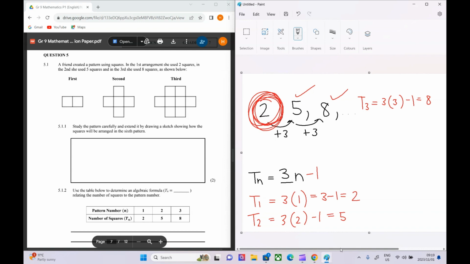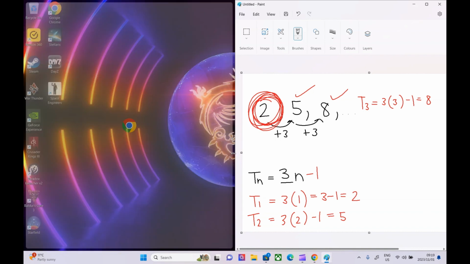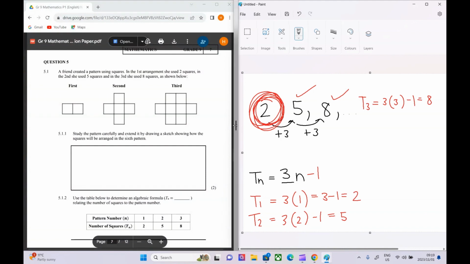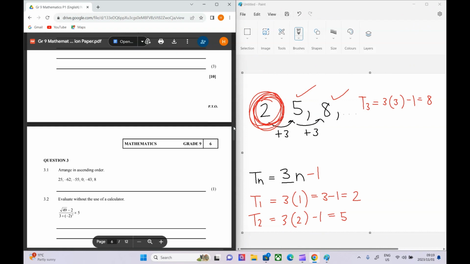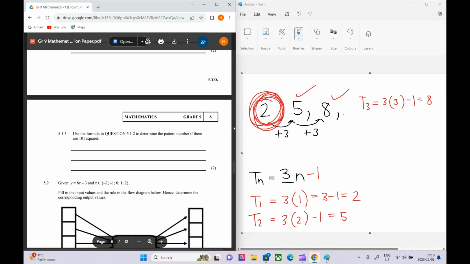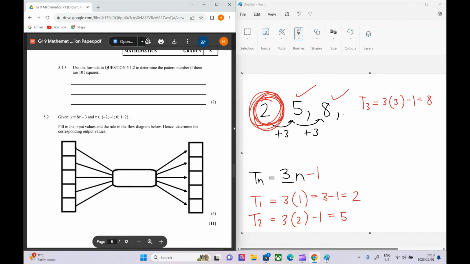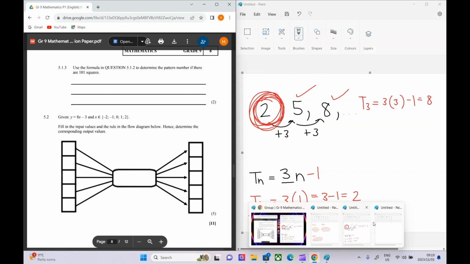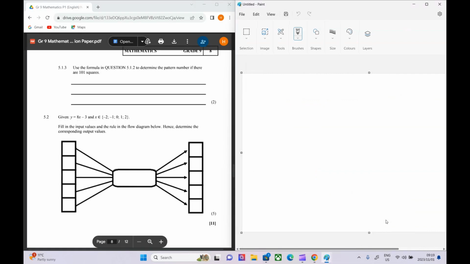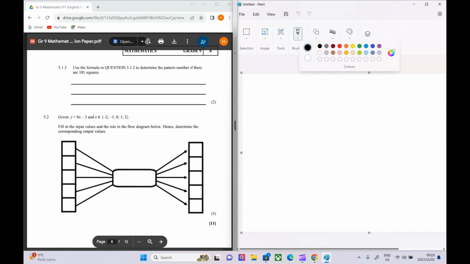Okay, finally we've got 5.1. Sorry, let's just scroll down a bit here. Another question we've got here is 5.1.3. So let's have a look at this one quick. In 5.1.3, they say to use the formula that you've just determined to determine the pattern number if there are 101 squares. Okay, so let's get this formula written down quick.